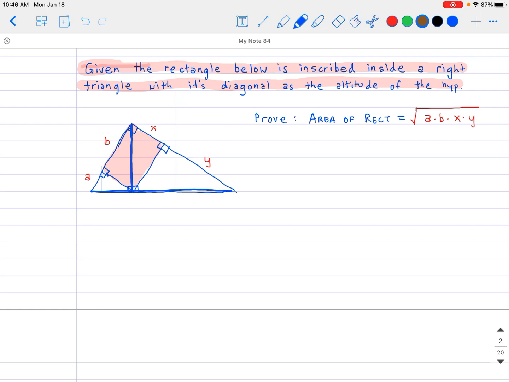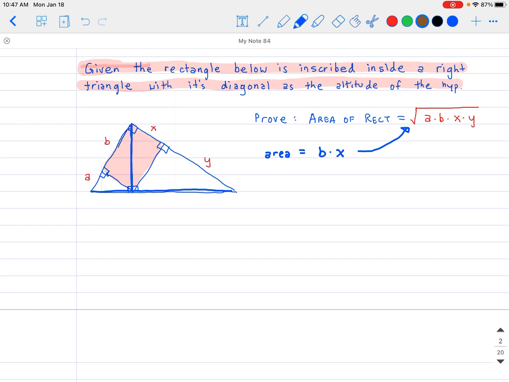What I want to do is prove that the area of the rectangle is the following equation over here: square root of a times b times x times y, where you can see where a, b, x, and y are located. All right, so let's first start with what we do know. The area of a rectangle is simply, according to this picture, base times height, which is going to be b multiplied by x, which in this case seems pretty simple. The question is, how do I take this and break it into these guys over here?